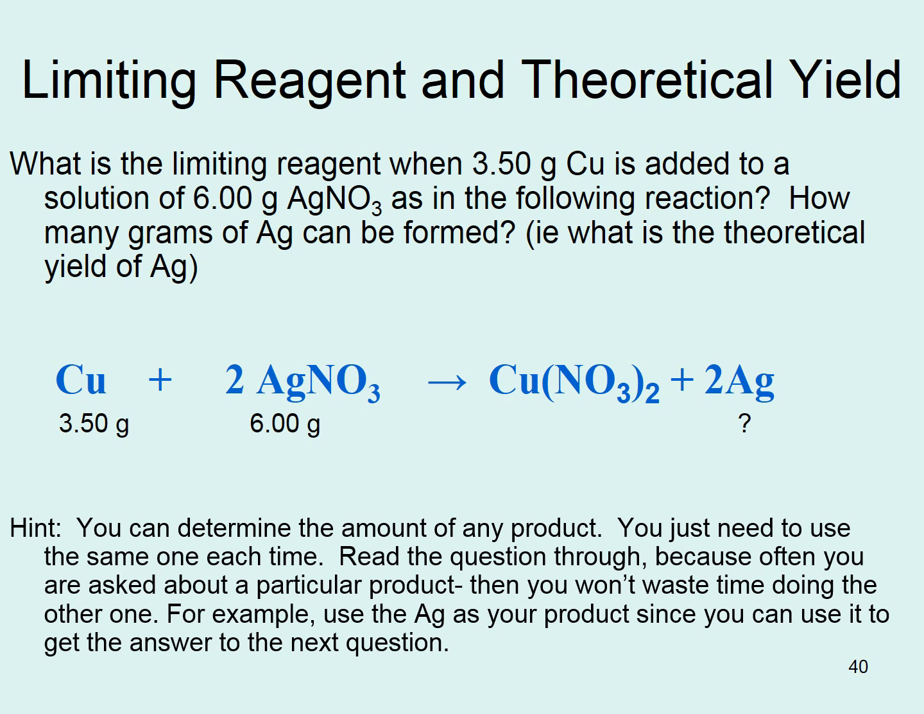So you can see in this question, what is the limiting reagent? But then look at the second question. It says how much silver can be formed. So it's just a hint, and you could figure out copper nitrate, but the second question doesn't ask you about that. So sometimes read ahead and just see, because you'd sort of waste time doing it the other way, but what you want to know is silver. So you can kill two birds with one stone, as it were.